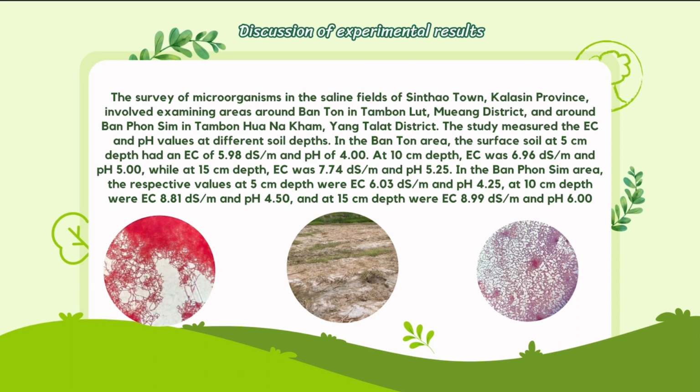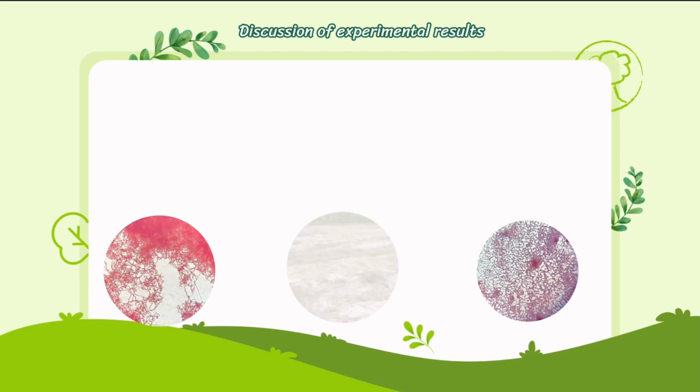In Ban Phon Sim at 5 cm the EC was 6.03 with a pH of 4.25. At 10 cm the EC was 8.81 with a pH of 4.50, and at 15 cm the EC was 8.99 with a pH of 6.